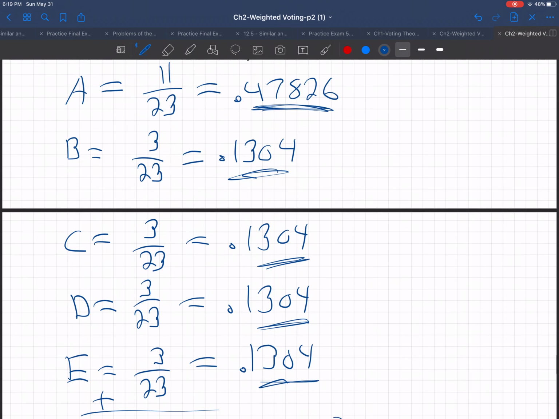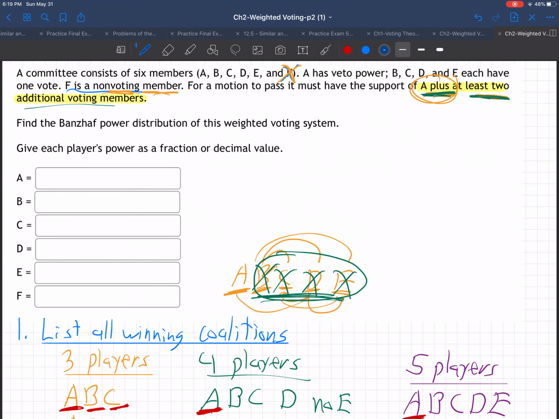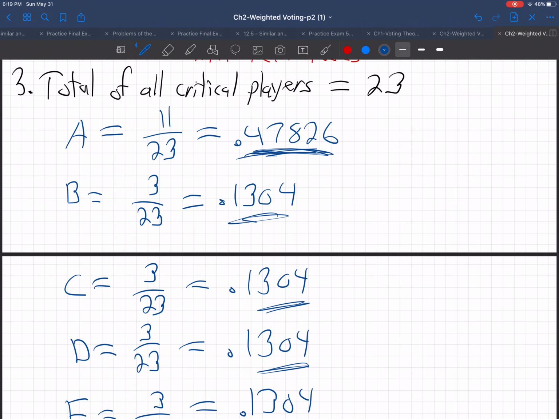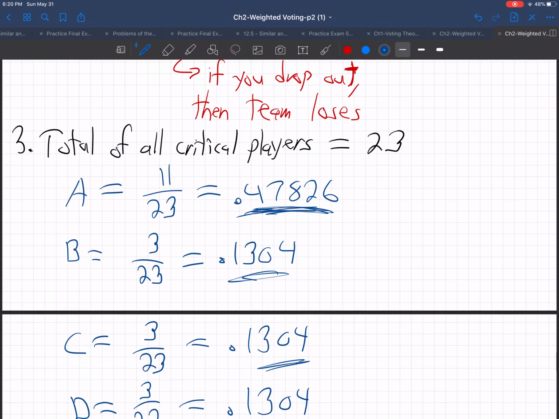So it's interesting. This is why people care about this in the real world. Because in a setup with words and rules, people want to know, in this situation, how much of the power do I really have? So in this scenario, where you've got to have A plus 2 additional voting members, that gives A a lot of power. 48% of the power. B, C, D, and E each 13%. Of course, F has no power. There we go.